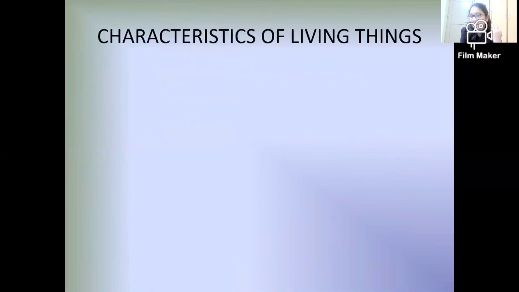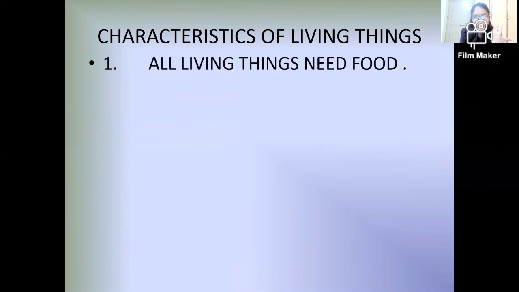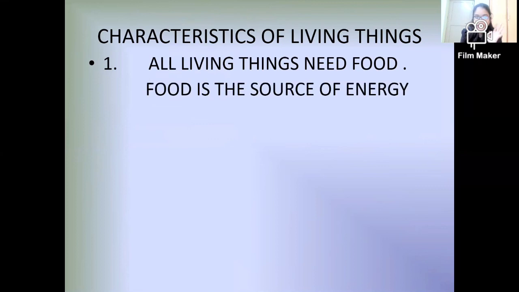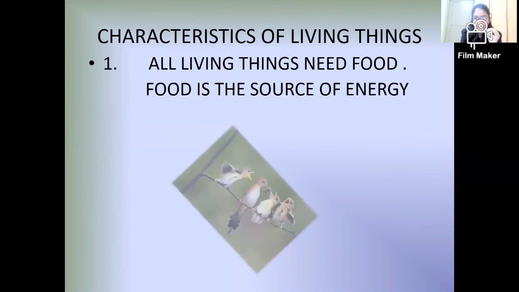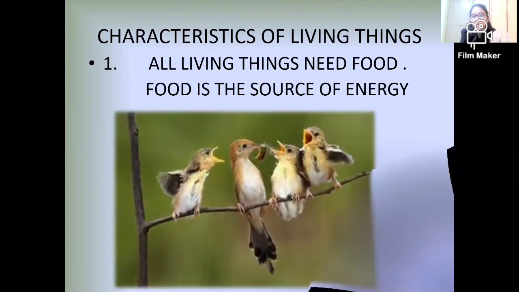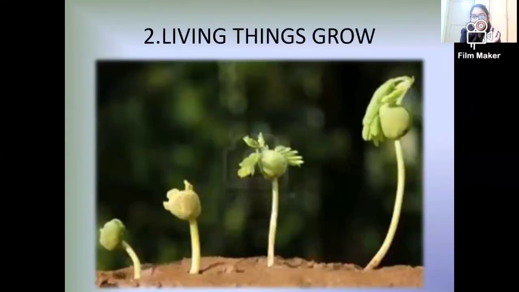Now let's learn about the characteristics of living things. First of all, living things need food. Food is the source of energy. So each and every living organism in this world needs food. Second, living things grow. They don't stay in a single position.